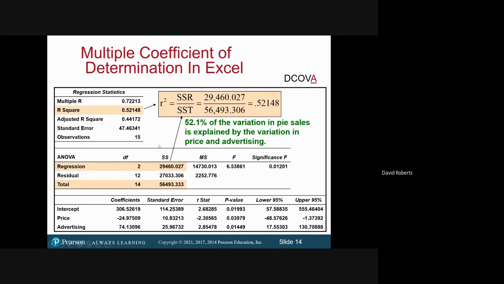So in this particular case, the R squared value is 52%. 52.1% of the variation of pie sales is explained by the variation in price and advertising. So this is actually weaker than the previous one. So 48% is unexplained. So maybe we need to factor in some other reasons for the pie sales. Maybe the time of year, maybe the competition, a whole bunch of possibilities.